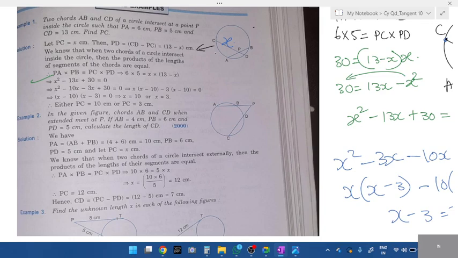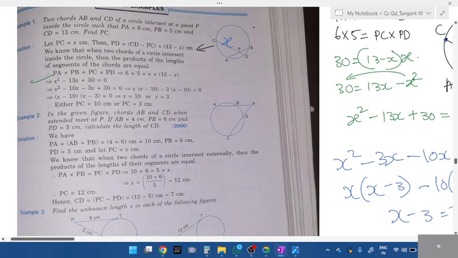So CD wasn't there in the formula. Take CP as x, and PD will be 13 minus x. Is it clear, students? All of you understood? Shall we do the example 2?